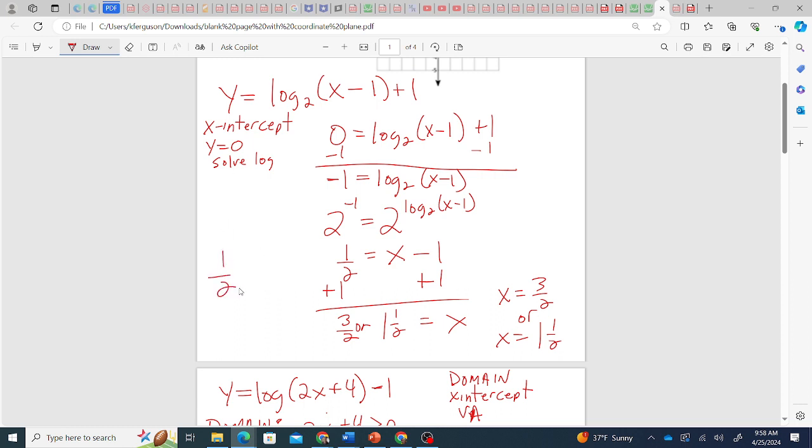Okay, 1/2 is my first fraction, and I'm adding 1, right? I need to change 1 to a fraction. What is 1 as a fraction? 1/1, that's excellent. So I got 1/2 plus 1/1.